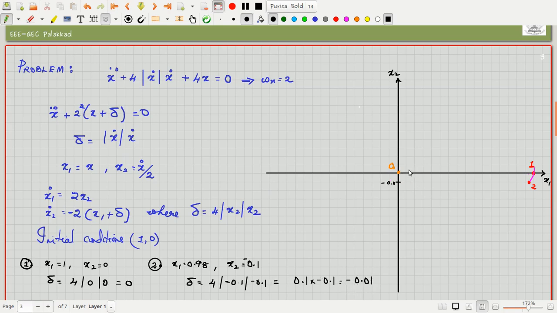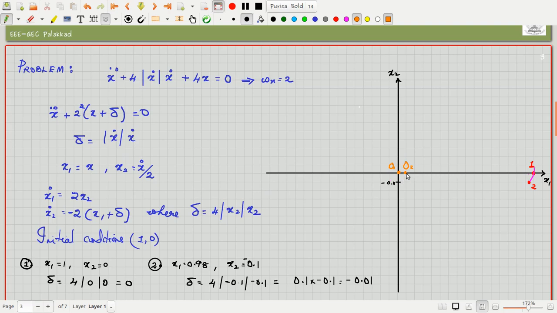Negative delta means I have to move towards the right of the x1 axis. If it is a positive delta, I have to move towards the left of the x1 axis. If it is negative delta, I have to move towards the right, because I am decreasing x1: plus delta means x1 minus delta, because of this negative sign. So that means I have to subtract it. That is why I am moving towards the right. So I got a new point, minus 0.01, so delta would be 0.01. I have to move a little bit further here, so my new center O2 would be here, right?